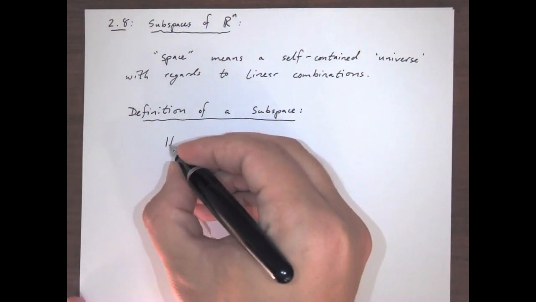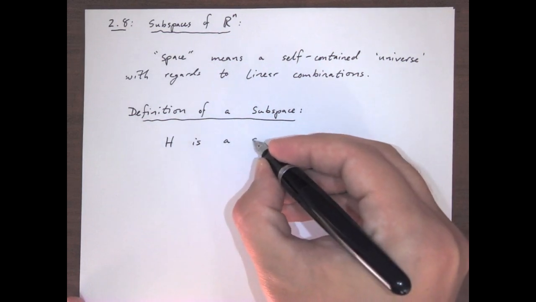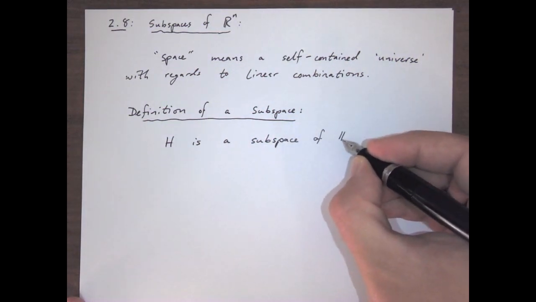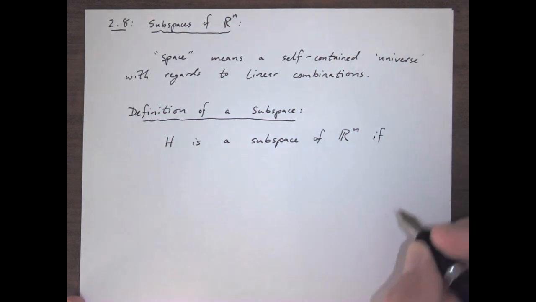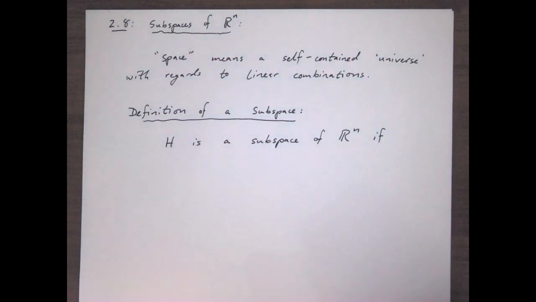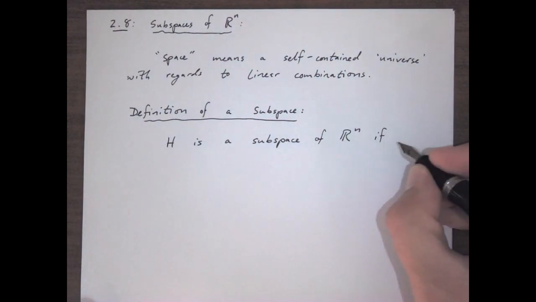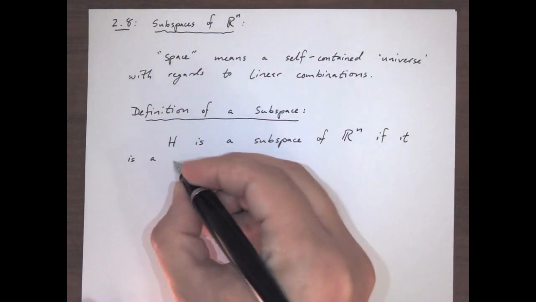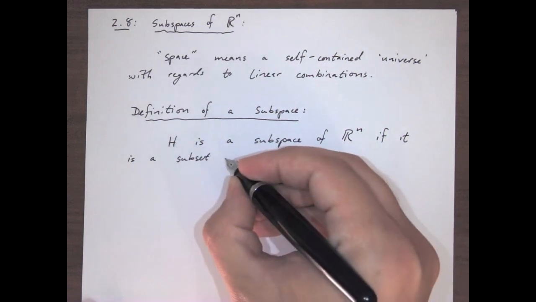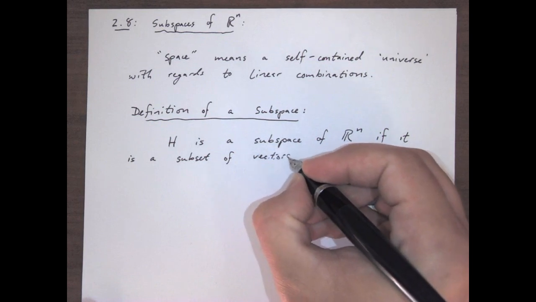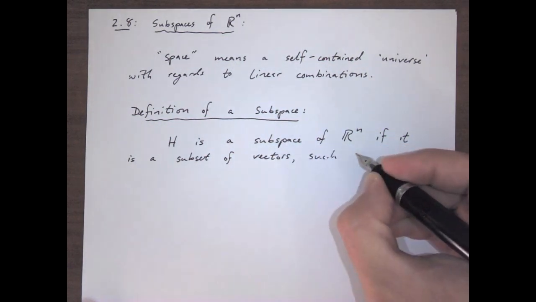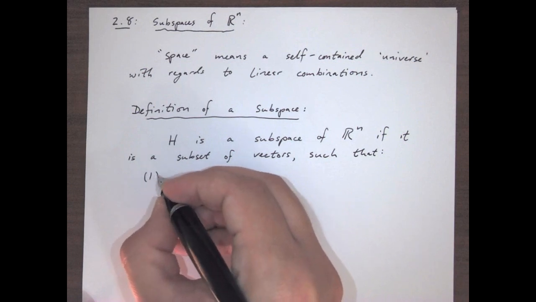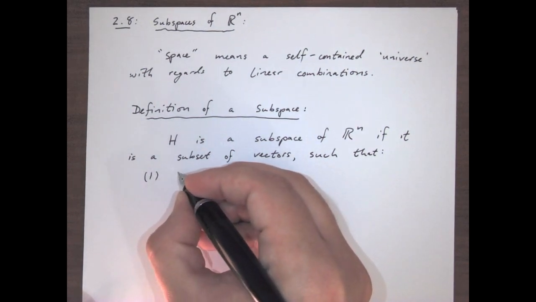So H is a subspace of Rn if, and then what we essentially have are three things. So it has to be a subset first off. So if it is a subset of vectors such that, and then what we have are three properties. Property number one, H has to contain the zero vector.